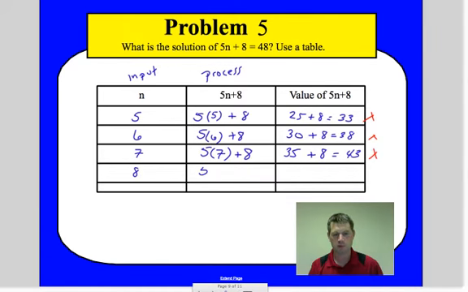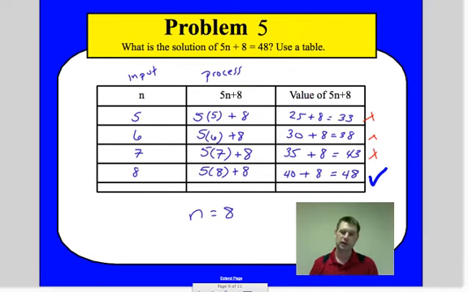5 times 8 plus 8. Well, 5 times 8 is 40, and then add 8 to that, and we get 48. And we say, all right, that's what we wanted. So we get a nice check mark for that. That means in this problem, our solution is n equals 8. n equals 8 is what we wanted. So that's making a table.